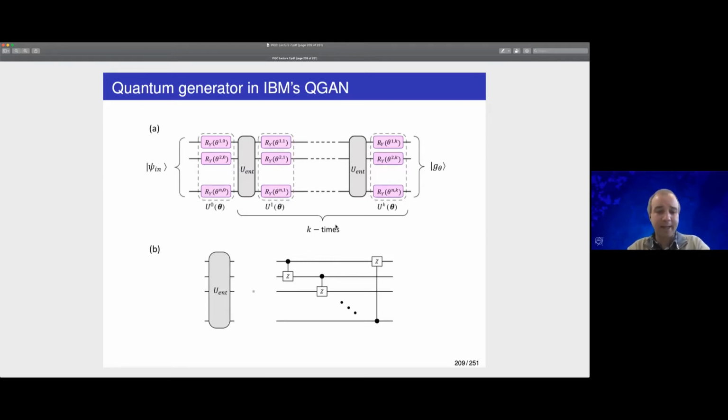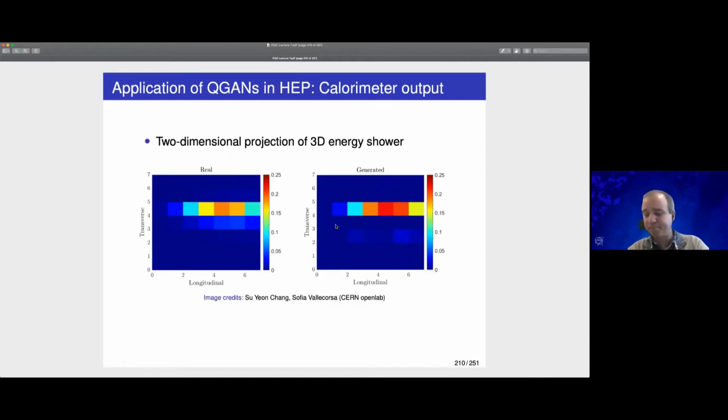And this is the kind of architecture that was used here at CERN Open Lab in order to reproduce images that come from the detection done in calorimeters when you have particle collisions. This is something that has been done traditionally with Monte Carlo methods, and in the last few years, CERN Open Lab has been working extensively on this kind of generation of events, or results of events, with classical generative adversarial networks, with a lot of success.